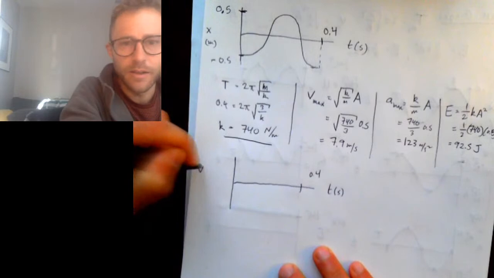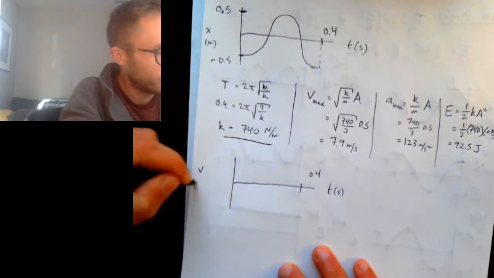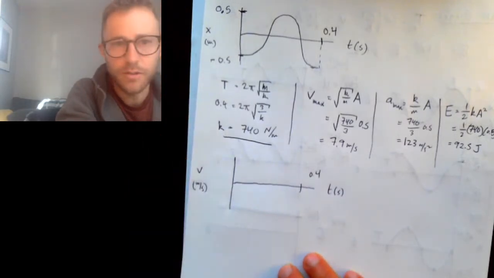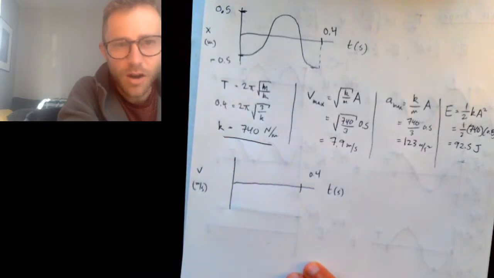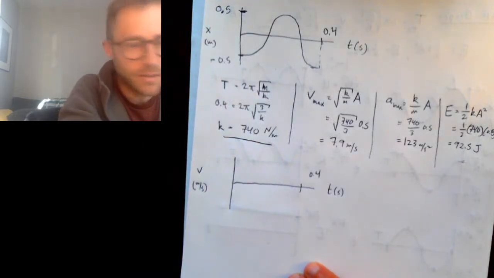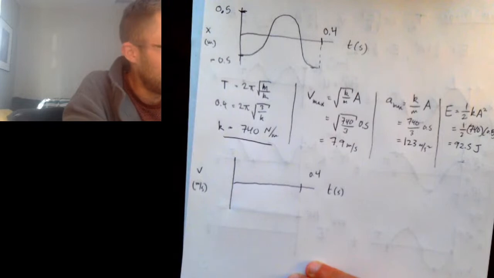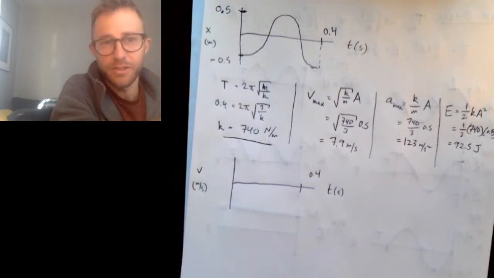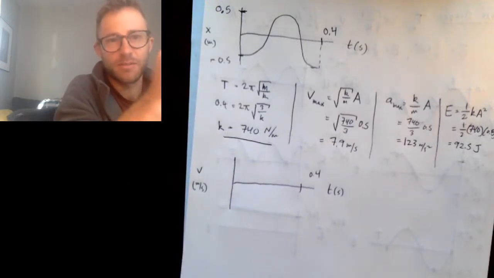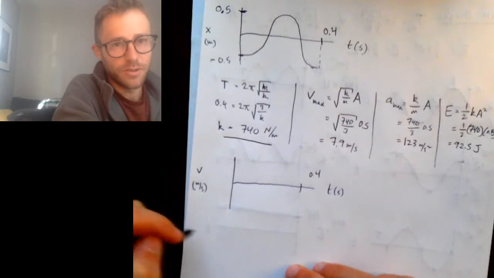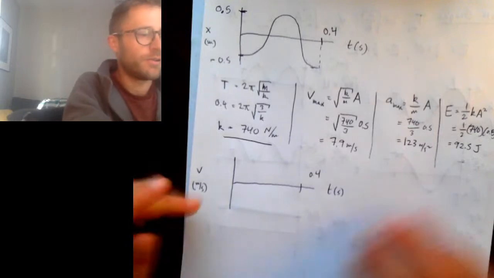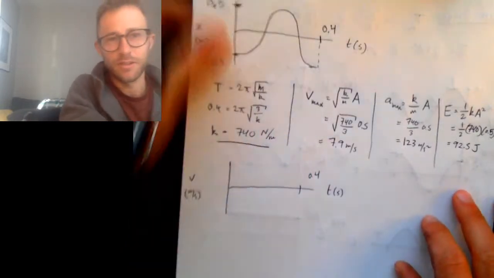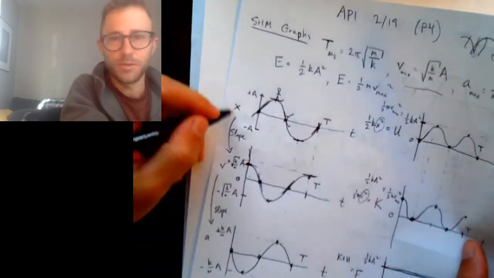Again, I'm putting in units because I'm talking concretely about a specific problem. Anytime you're talking concretely about a specific problem, you need to put units on the axes. If you're just talking about it conceptually, you don't need to put the units on the axes.